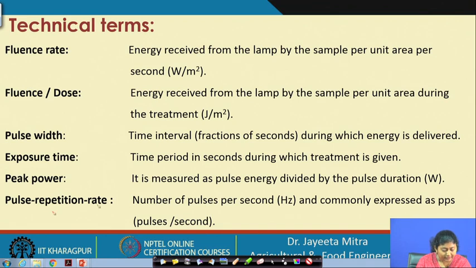So, we have to determine the peak power by the pulse energy divided by the pulse duration. Then pulse repetition rate. So, the number of pulses per second, okay, that is the frequency of the pulses in hertz and commonly expressed as pulses per second. So, this is the pulse repetition rate, that is how many pulses are generated per second. So, these are the technical terms that we need to look for while designing the pulse light system.